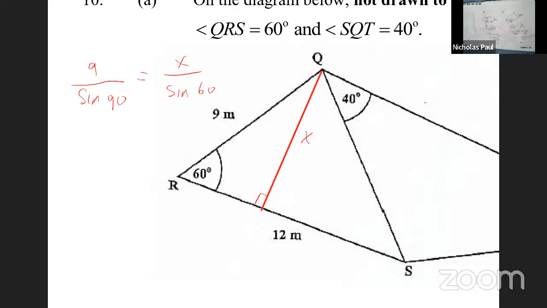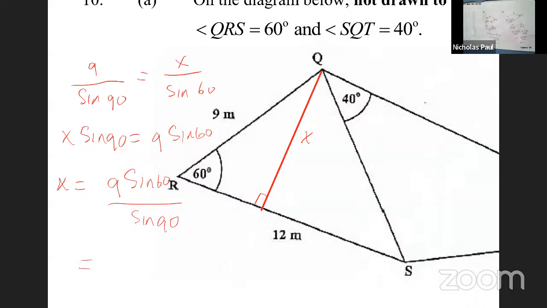So I think I made a mistake. Let me see where you get, Alejandra. No, looking okay. And you'll get 8 point something. So cross multiply, you'll get X sine 90 is equal to 9 sine 60. So X is equal to 9 sine 60 over sine 90. How much is that? So 7.79 meters.